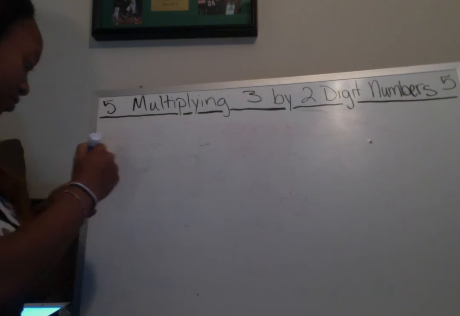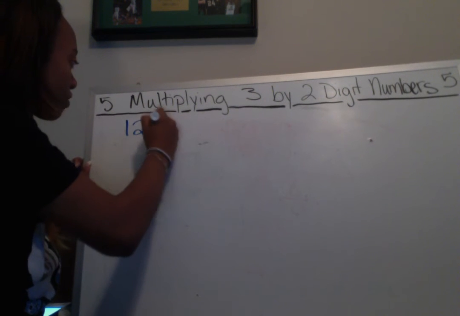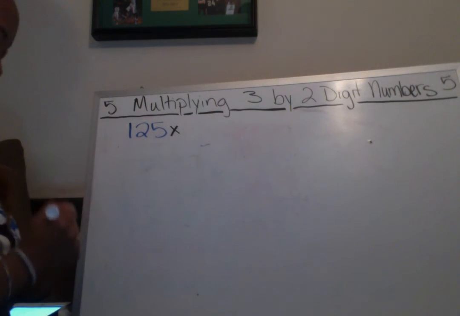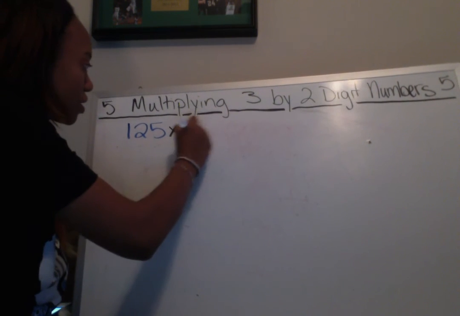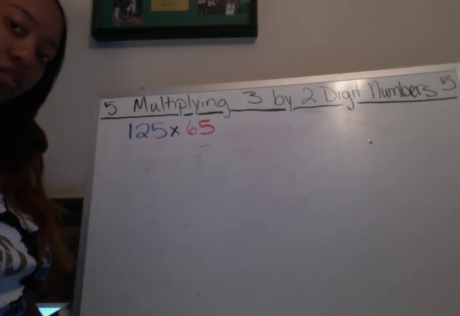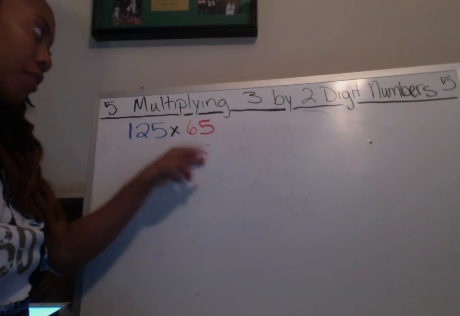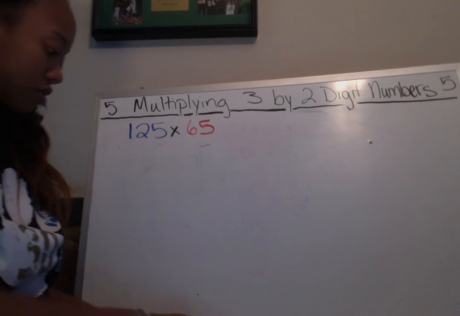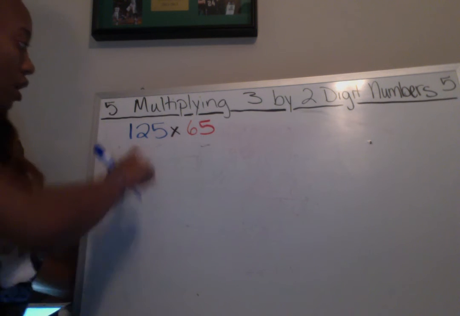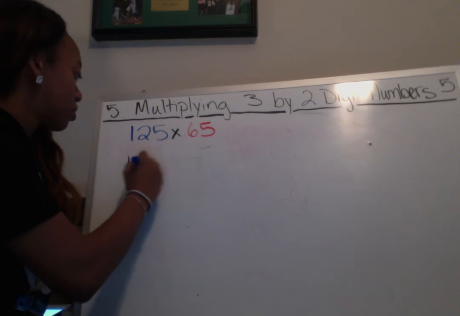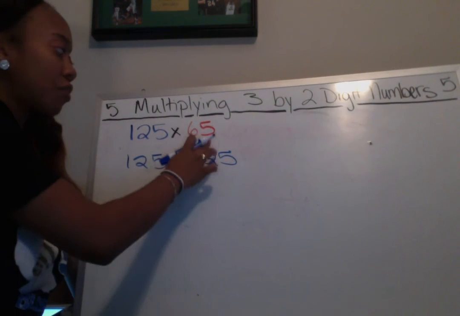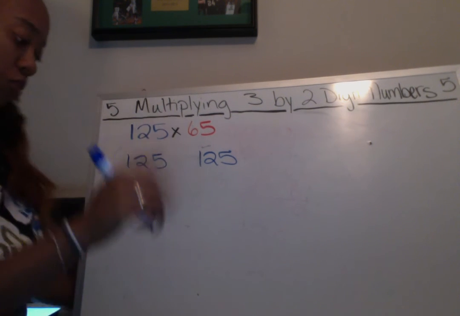Different problem I'm going to do. 125 times 65. Now with this strategy, you're going to break apart your red. So your 2-digit number in this case. I'm going to keep 125, and I'm going to write it again, because I know I have a ones place and a tens place. That means I'm going to do this twice.